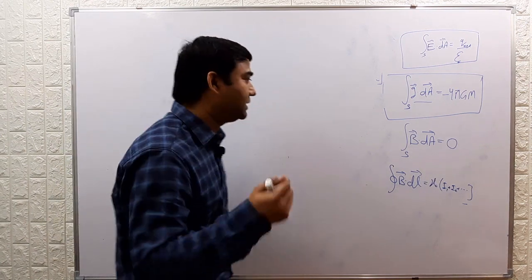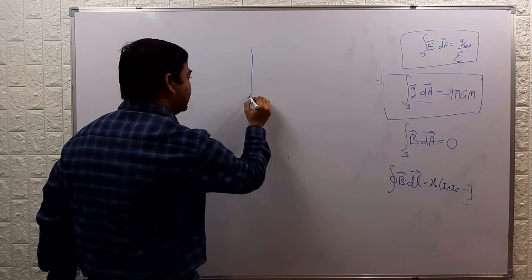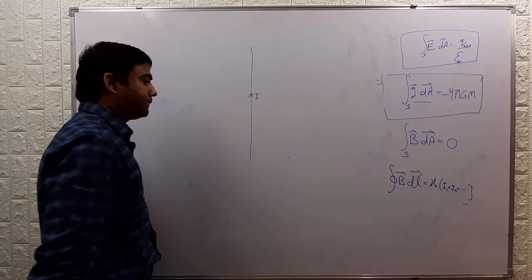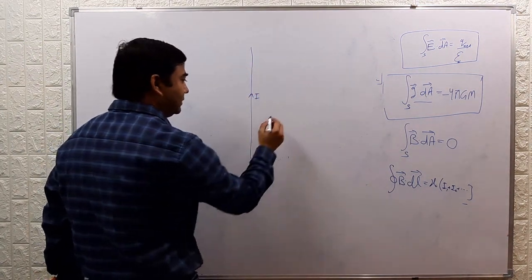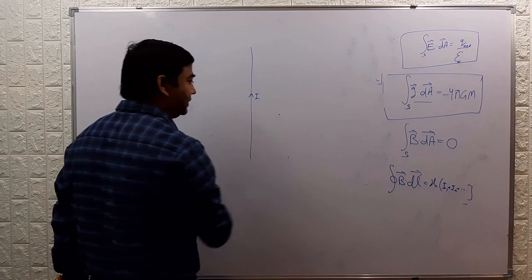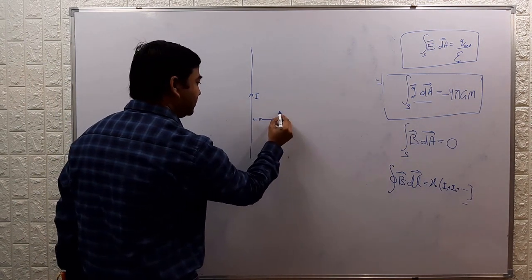So we will just take a simple example of Ampere's law. This is a current carrying wire, having current I. It is an infinitely long wire. Find the magnetic field at a distance r. This is point P.